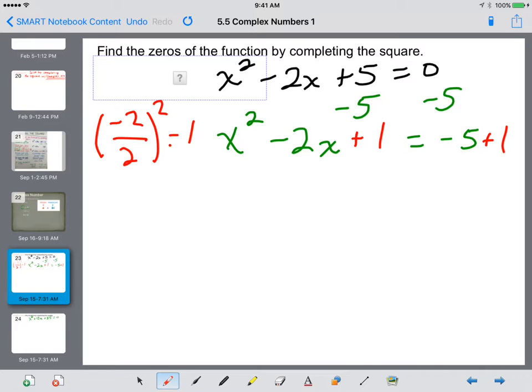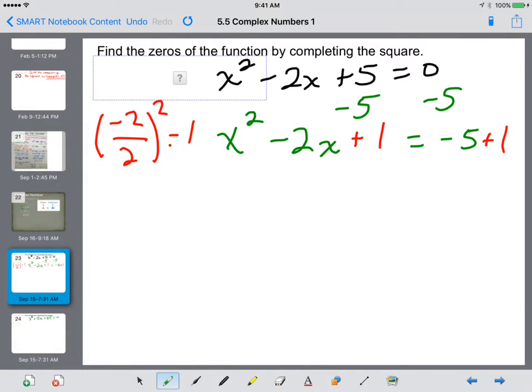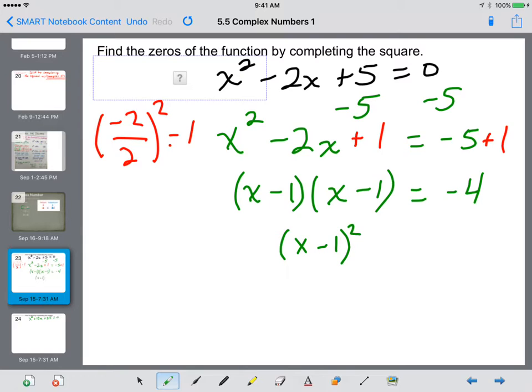Step 3 involves factoring. We're going to factor the left side here. X squared minus 2x plus 1. That's going to be x minus 1 times x minus 1. -1 times -1 is positive 1. You add those together, you get -2. We're going to set that equal to -5 plus 1 leaves us with -4. Now we can put our x minus 1's together and square them. Set it equal to -4.